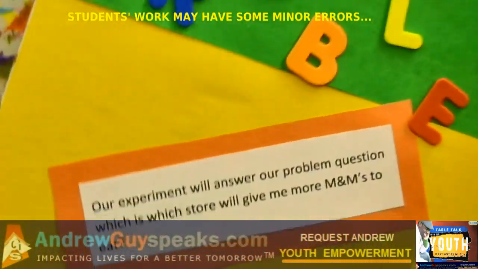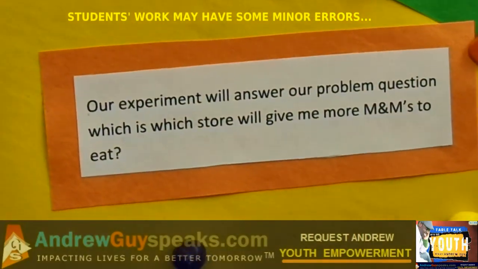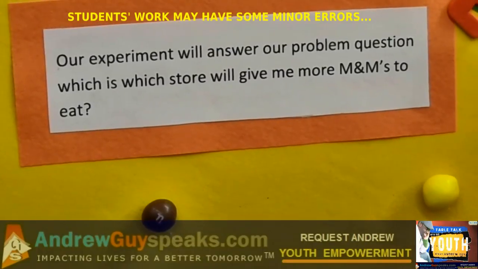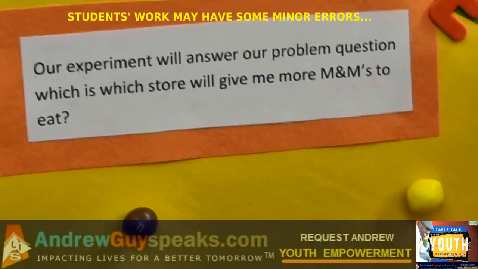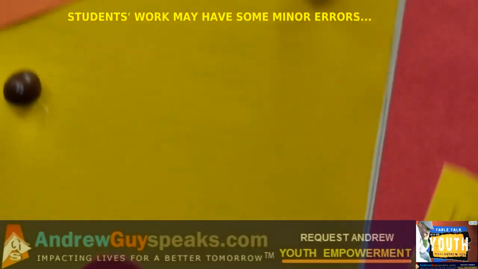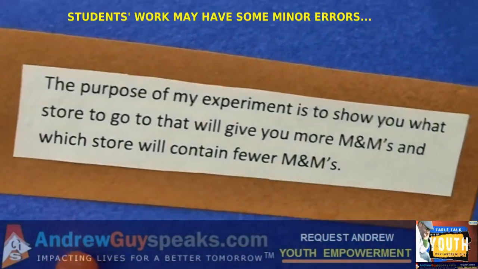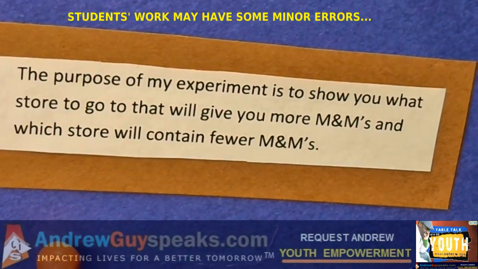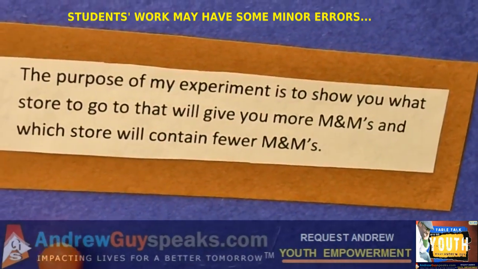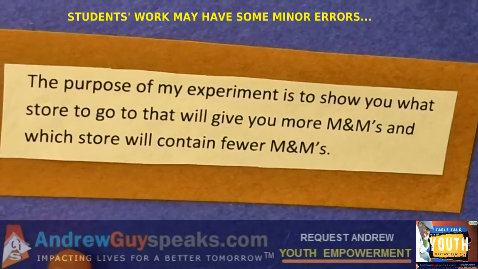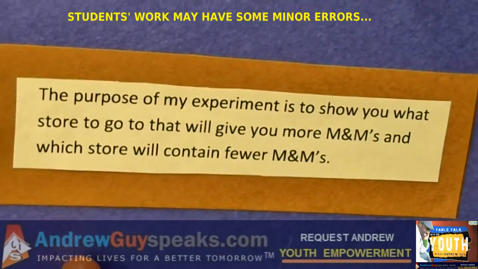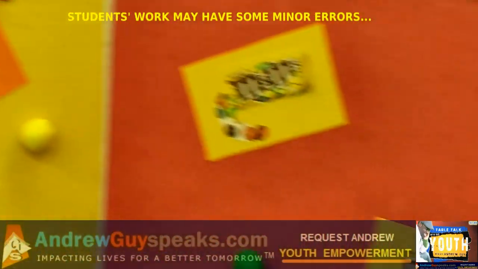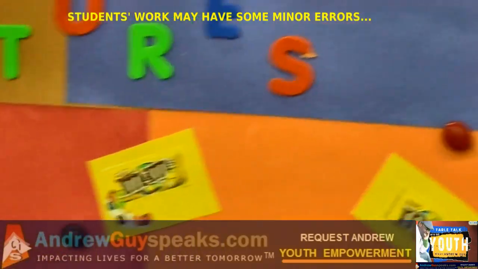Their problem is that their experiment will answer their problem question, which is, which store will give me more M&Ms to eat. Then they come down here and state the purpose. What is the purpose of doing this experiment? The purpose of my experiment is to show which store to go to that will give me more M&Ms, and which store will contain fewer M&Ms. So basically, I want more bang for my buck. And they went through and did this experiment, and this is their chart.